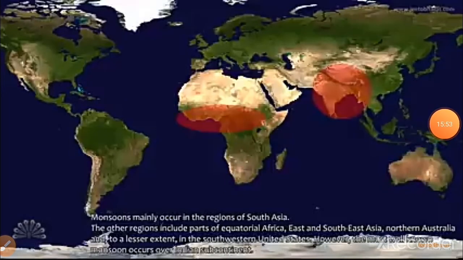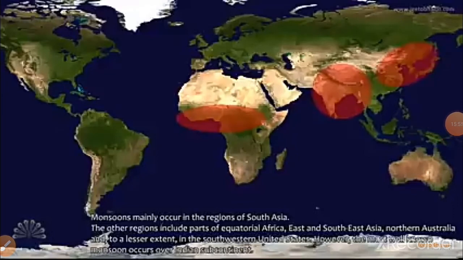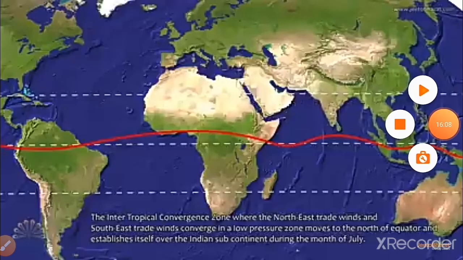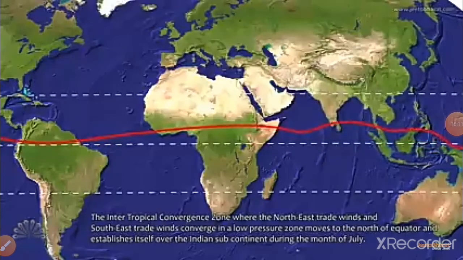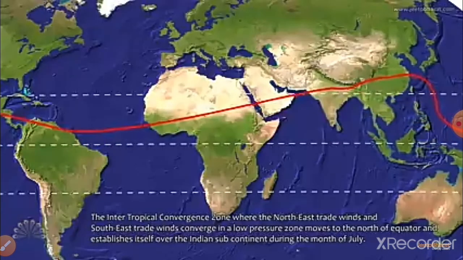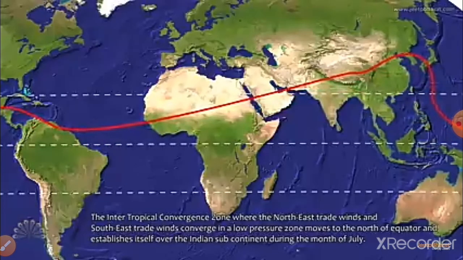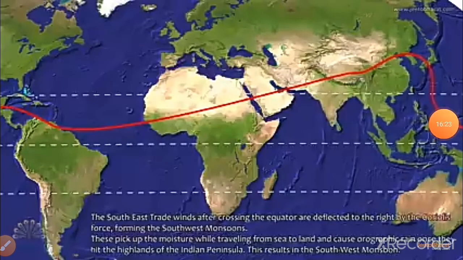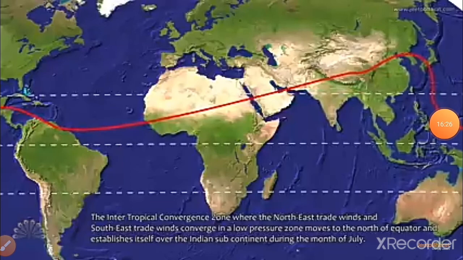Monsoon mainly occurs in the region of South Asia. The other regions include parts of equatorial Africa, East and Southeast Asia, and northern Australia, and to a lesser extent in the southwestern United States. The intertropical convergence zone, where the northeast trade winds and southeast trade winds converge in a low pressure zone, moves to the north of the equator and established itself over the Indian subcontinent during the month of July.